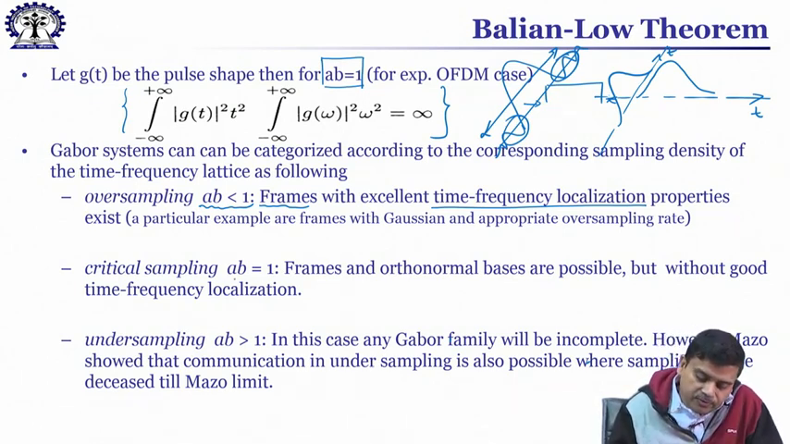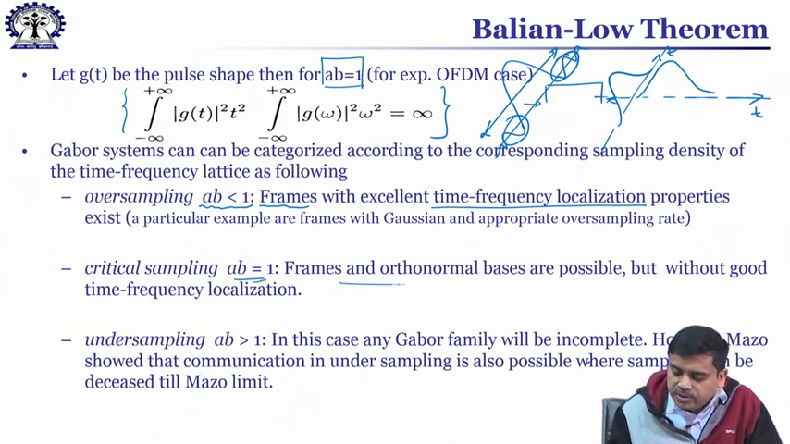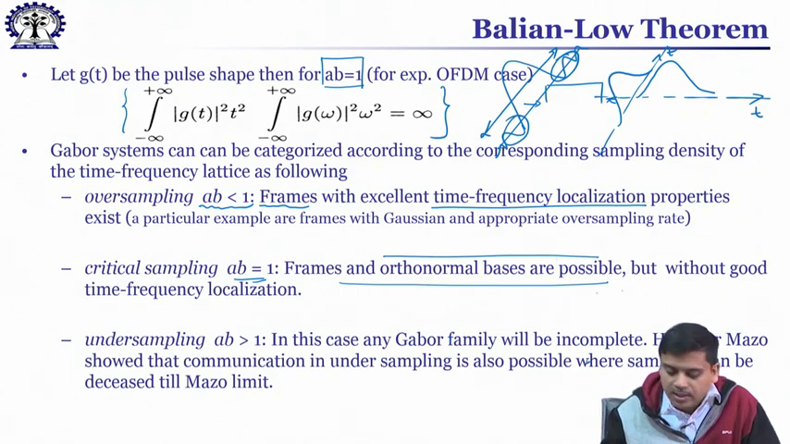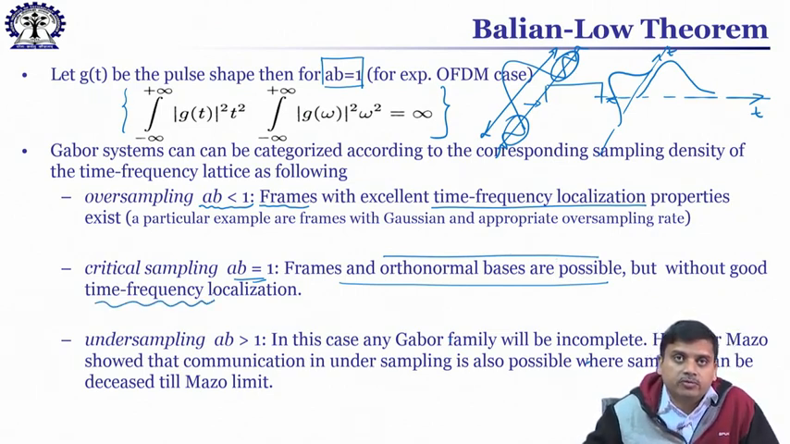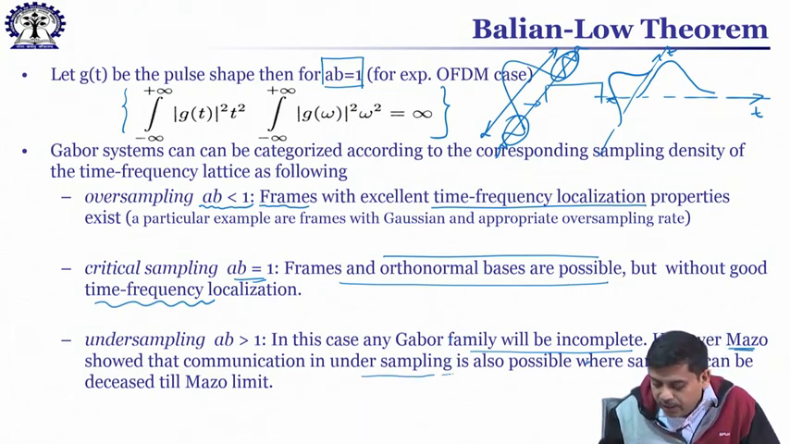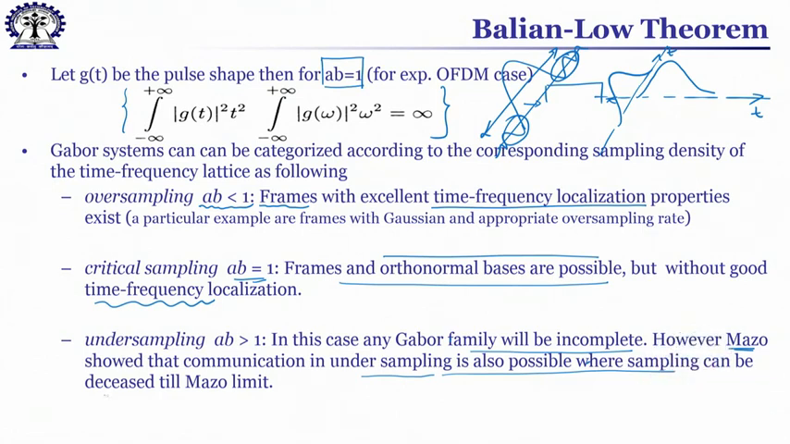For critical sampling, we have already said that frames and orthonormal bases are possible. So, like OFDM you have orthonormal bases, but time-frequency localization is not possible if ab equals 1. Under an undersampling system, that means ab greater than 1, the family will be incomplete. However, it was shown by Mazo, which we are going to shortly see, that communication in an undersampling system is possible where sampling can be decreased until the Mazo limit.